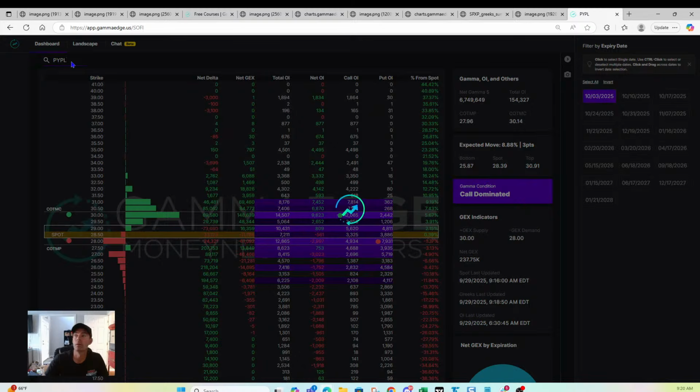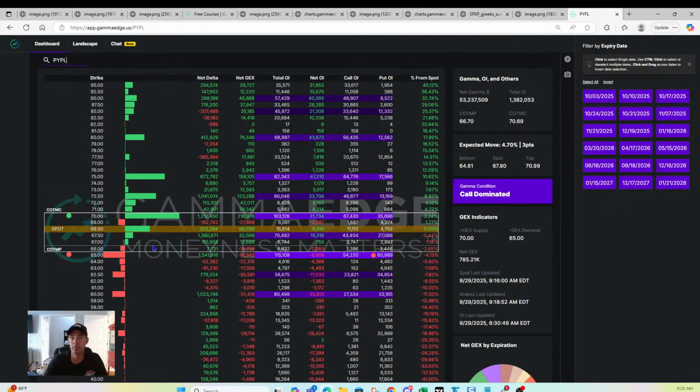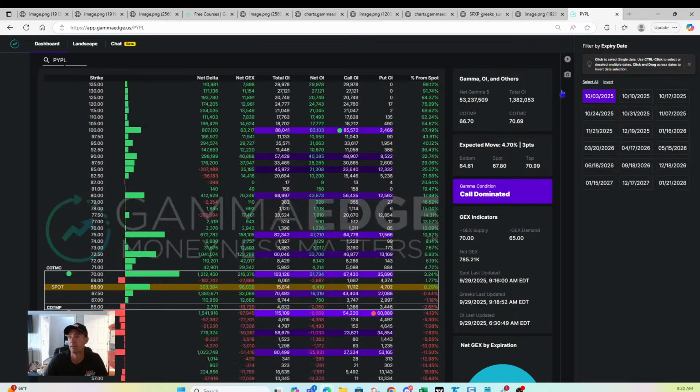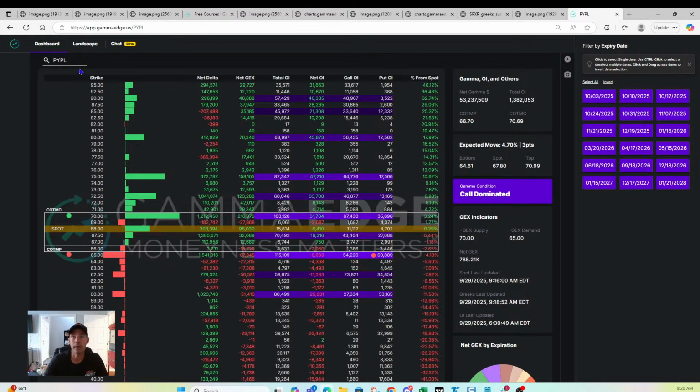PayPal, call dominated above and below spot price within the overall transition, PGEX at 70, so that would most likely be the upside area that would cap price. Within transition, so this is going to be extremely choppy, PGEX and COI the same at 70, so you don't have much upside here. 2 points basically on PayPal, so I would not anticipate that to move significantly to the upside. Hopefully that helps on that one.